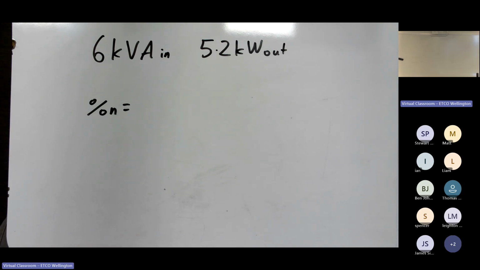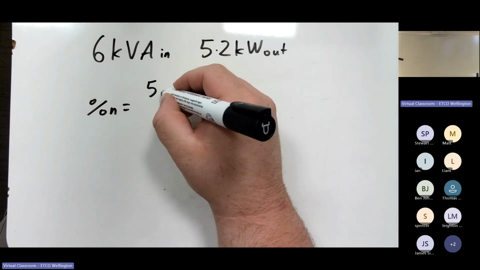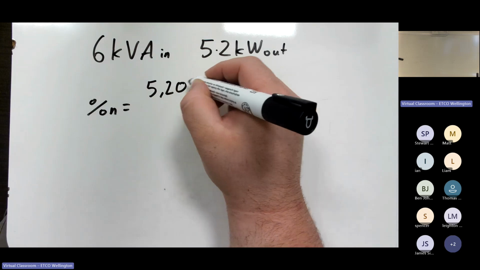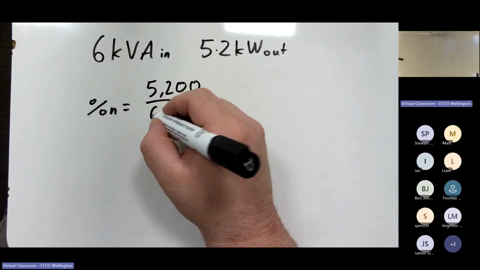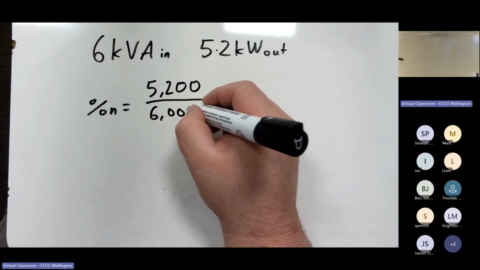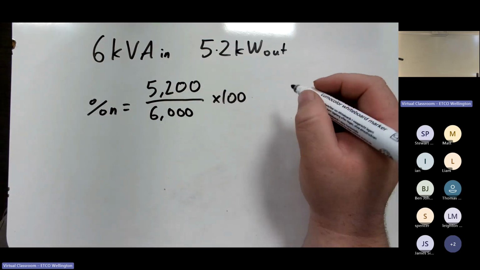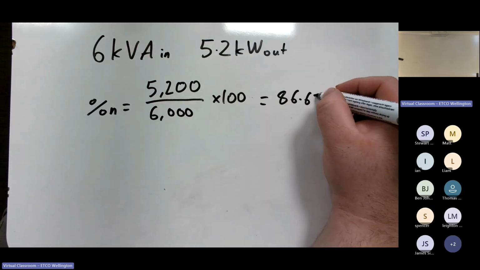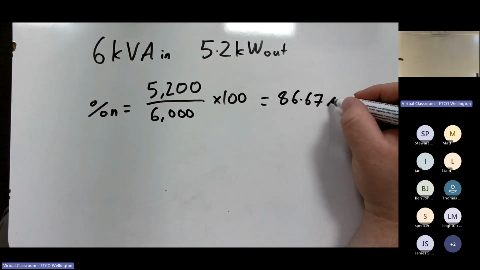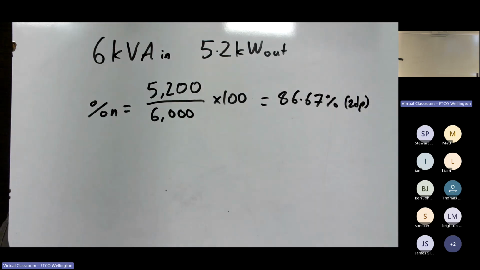So basically, efficiency is P out divided by P in. We take 5.2 kilowatts or 5,200 watts and divide that by 6 kVA or 6,000 VA, and then we times that by 100, which gives us 86.67% to 2 decimal places.